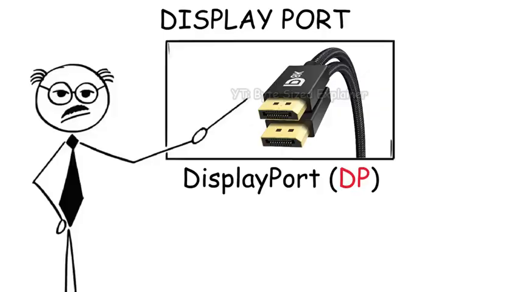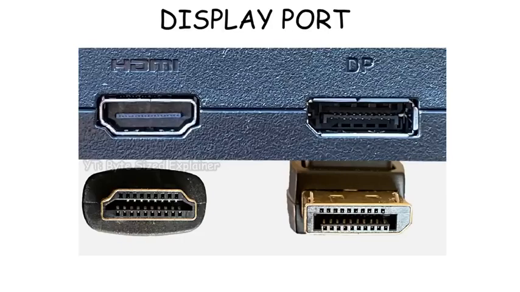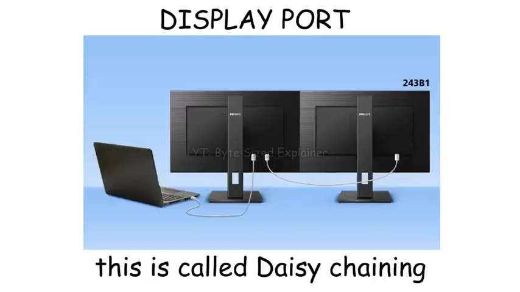DisplayPort. DisplayPort, or DP, is a digital display interface like HDMI, but it's mainly designed to connect a computer to a monitor. The connector looks similar to HDMI, but it has one corner cut at an angle. But what really sets DisplayPort apart from HDMI is its ability to daisy-chain monitors.